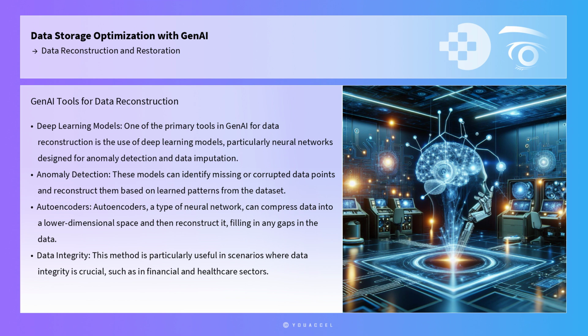One of the primary tools in GenAI for data reconstruction is the use of deep learning models, particularly neural networks designed for anomaly detection and data imputation. These models can identify missing or corrupted data points and reconstruct them based on learned patterns from the dataset. For example, autoencoders, a type of neural network, can be employed to compress data into a lower dimensional space and then reconstruct it, effectively filling in any gaps in the data. This method is particularly useful in scenarios where data integrity is crucial, such as in financial and healthcare sectors.